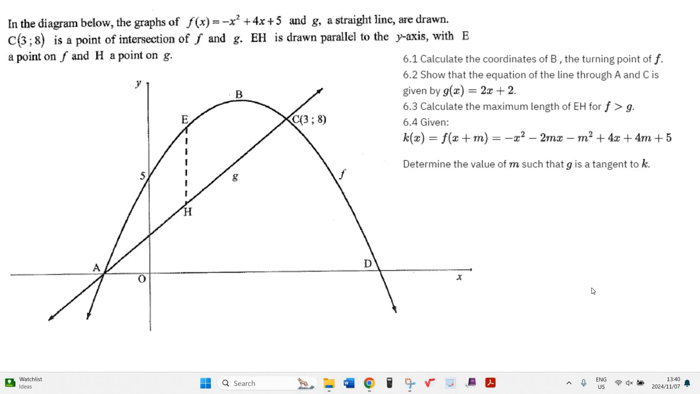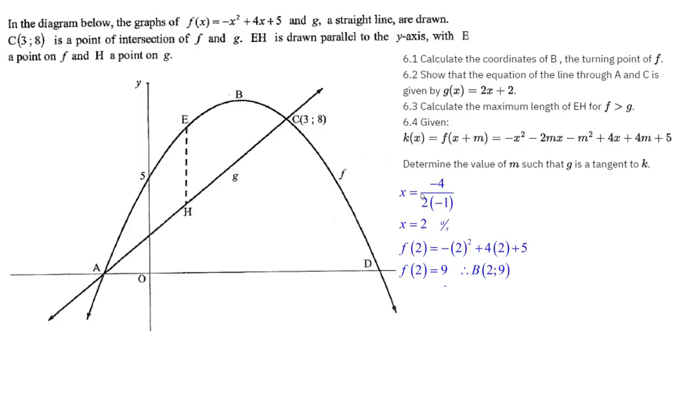Let's try this parabola and line question. The first question they ask is about B, the turning point of F, and they give F. Well, there's a couple of ways to do it, but we could get the axis of symmetry, minus b over 2a, and we'll get the axis of symmetry as being 2.